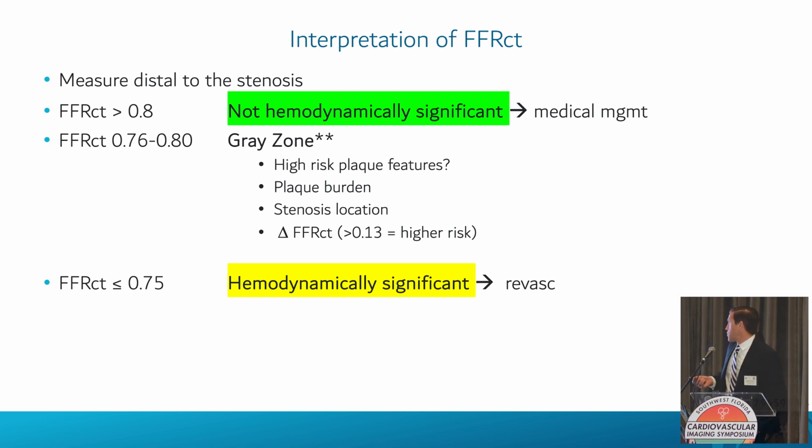Jonathan Leipzig and his group did a study a few years back which looked at this, and if you look at the drop in FFR CT across a lesion, if that's greater than 0.13, that confers independent higher risk for that lesion. So we can upstage it when we observe that if the FFR is within this gray zone.